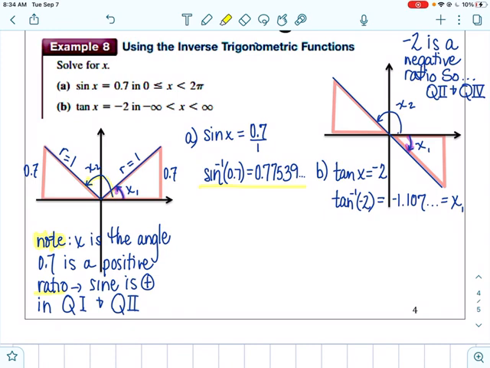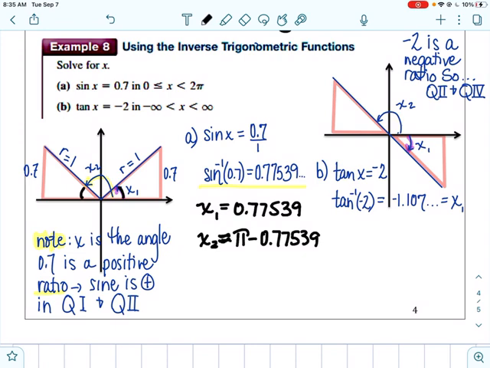Now, that doesn't really give us the whole answer here because I want both angles. So what I'm going to do is try to recognize that this angle is congruent with x1. So this is the same angle. All I have to do to find the other angle: I know x1 is equal to 0.77539, and x2, think about this for a second. If these two angles are congruent, then x2 is just going to be pi minus 0.77539, approximately, because again, we're working with decimals.